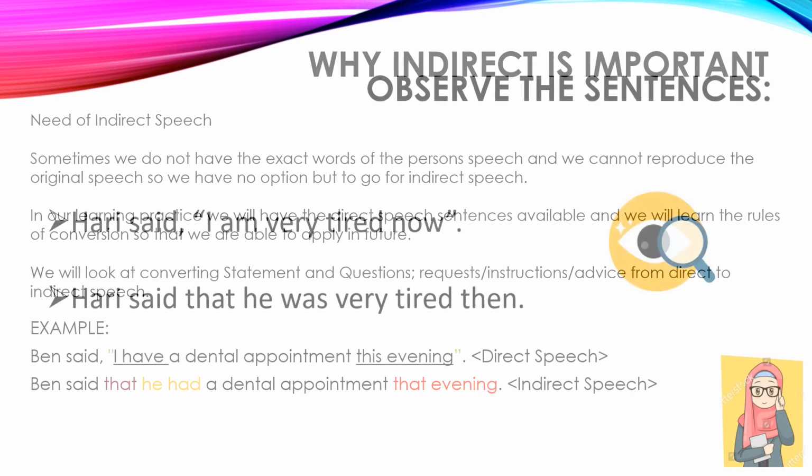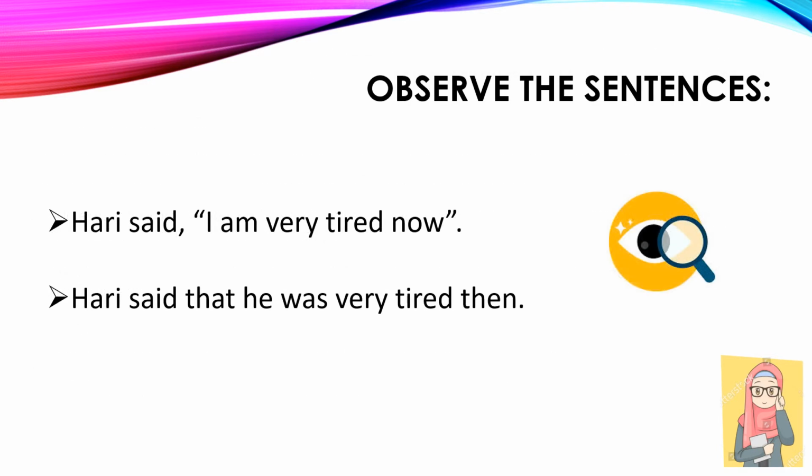Now, what I want you to do is to grab your copies and observe the sentences. When you're observing the sentences, keep my lecture, my words, in your mind. Looking at these sentences, pick out which one is direct and which one is indirect.